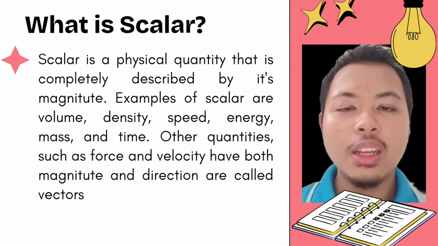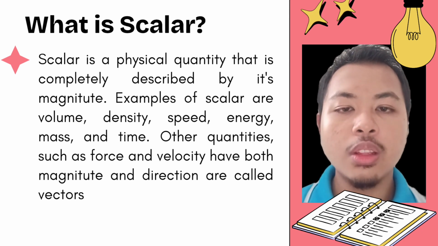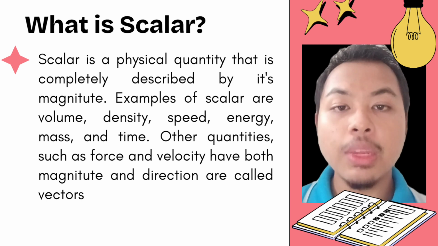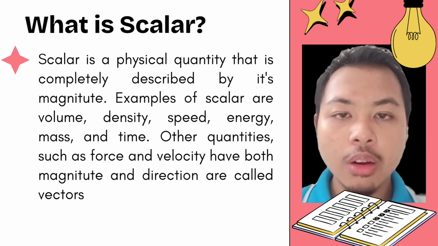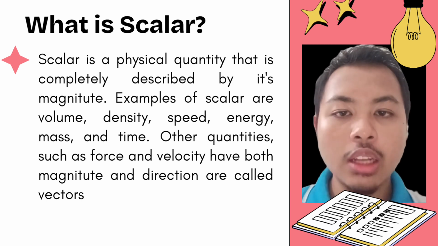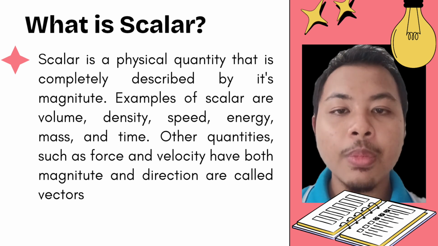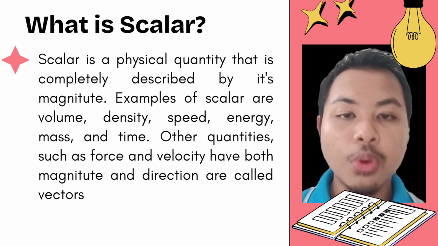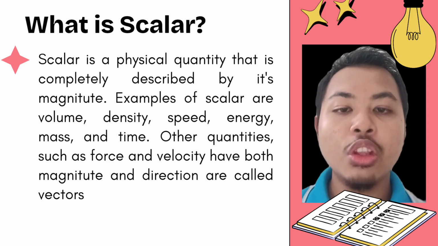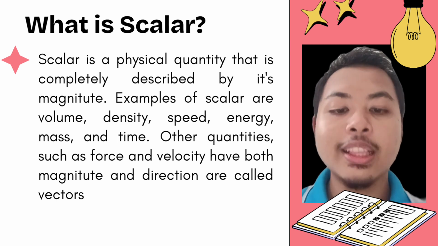Continuing on, what is a scalar? A scalar is a physical quantity that is completely described by its magnitude. Examples of scalars are volume, density, speed, energy, mass, and time. Other quantities such as force and velocity have both magnitude and direction and are called vectors.